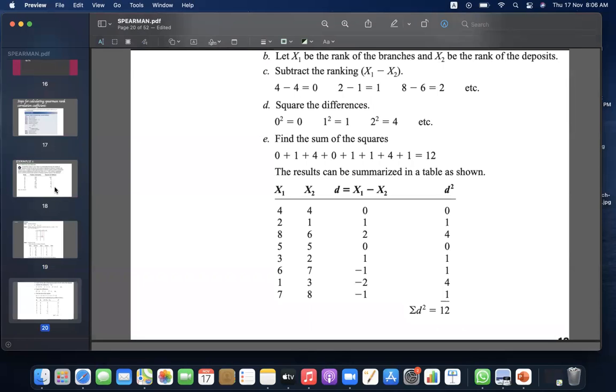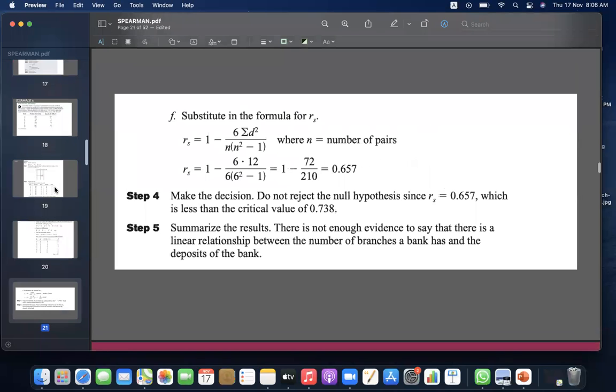Here we can see that X1 and X2 are the rankings and D is the difference X1 minus X2, and we find D squared for each D. Then we find the sum of D squared, which is 12. Then we substitute this data in the formula for the Spearman rank correlation coefficient, which is 1 minus 6 sigma d squared divided by n times n squared minus 1, where n is the number of pairs. The answer would be 0.657.